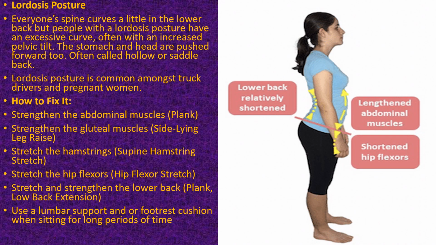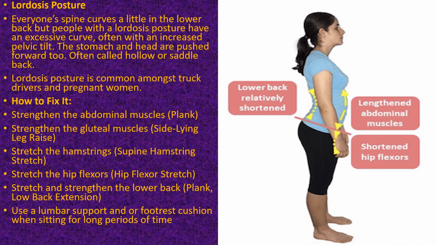Strengthen the abdominal muscles. We must strengthen the abdominal muscle, strengthen the gluteal muscle, side lying leg raise. Stretch the hamstring, supine hamstring stretch. Stretch the hip flexor. Stretch and strengthen the lower back, lower back extension. Use a lumbar support and or footrest cushion when sitting for long periods of time.